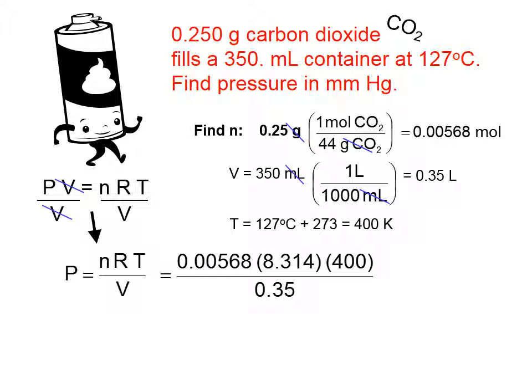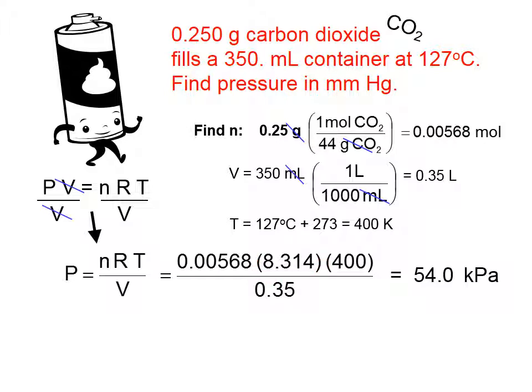I'm going to go ahead and choose the R value of 8.314. I know my temperature is in the right unit. I know my volume is in the right unit. There are the number of moles. When you calculate that, you get 54.0. 54.0 what? The pressure is going to be in kilopascals, because this 8.314 number that I picked was in kilopascals.